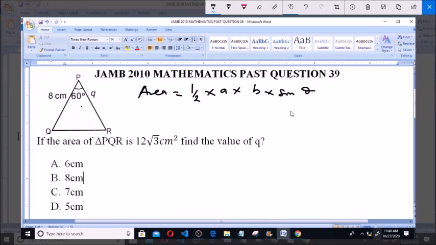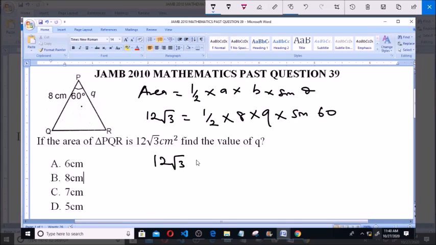Now we know the area of a triangle is given as half times A times B times sine theta. So from this now we can say the area is 12 root 3 is equal to 1 all over 2 multiplied by A, which is 8 cm, multiplied by B. Our B now is Q, then multiply by sine theta. Now sine theta is sine 60. So therefore we can say that 12 root 3 is equal to 1 all over 2 multiplied by 8 multiplied by sine 60, which is equals to root 3 over 2. Now we can simply say that 2 into 2 is 1, and 2 into 8 is 4, and 4 times 1 is 4 over 2 gives 2.